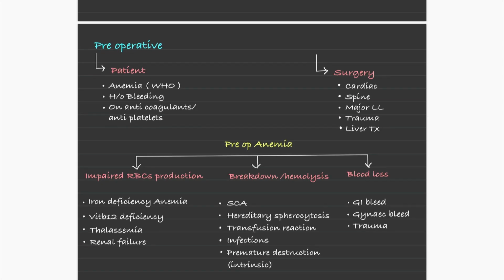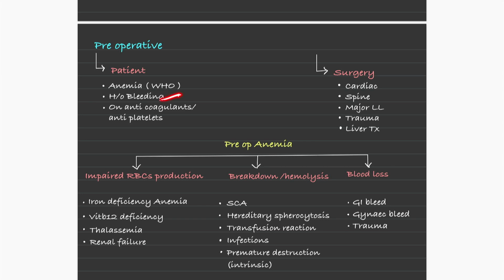First, preoperative. As we have discussed, there are patient factors, there are surgical factors. Patient factors are patient is having anemia. Pre-op anemia is defined by WHO as less than 13 gram per deciliter for males, less than 12 gram per deciliter for females, and less than 11 gram per deciliter for pregnant females. So we have to find the cause of anemia and treat accordingly.